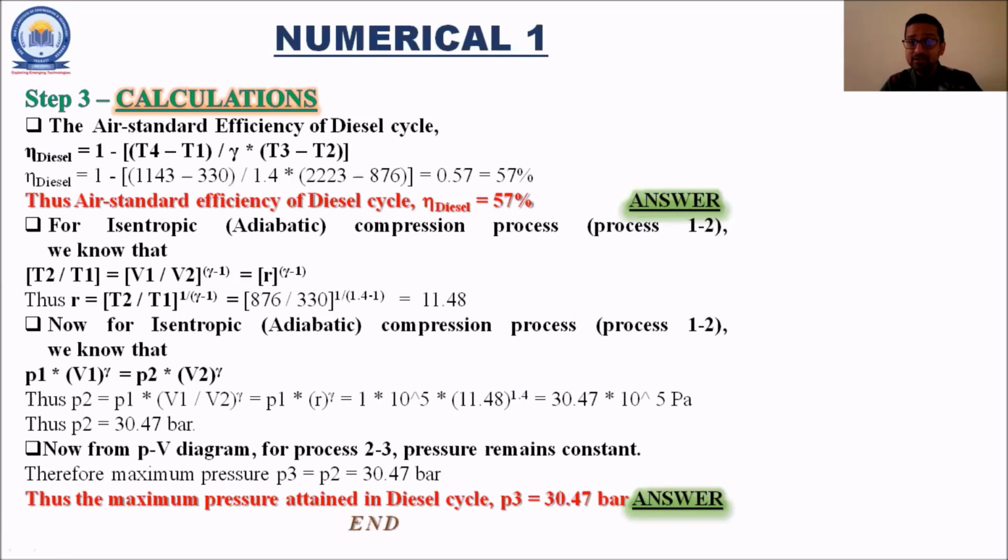Dear students, have you understood this numerical perfectly? Are you getting all these answers perfectly? Okay, fine. Thank you all for again the positive responses in the chat.